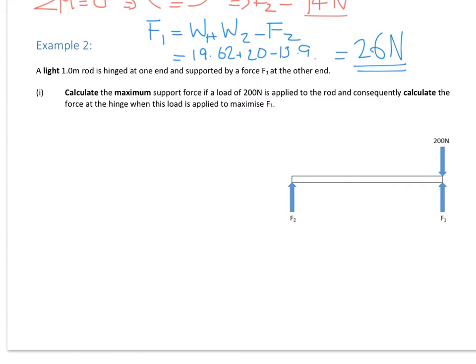So we've got a 1 meter rod hinged at one end. So let's show that on the diagram. Essentially, we've got a hinge at this point here, and it's supported by a force F1 at the other end, so that's what we can see here. And it wants us to calculate the maximum support force if a load of 200 newtons is applied. So, if this is the hinge, we're going to take moments about the hinge.